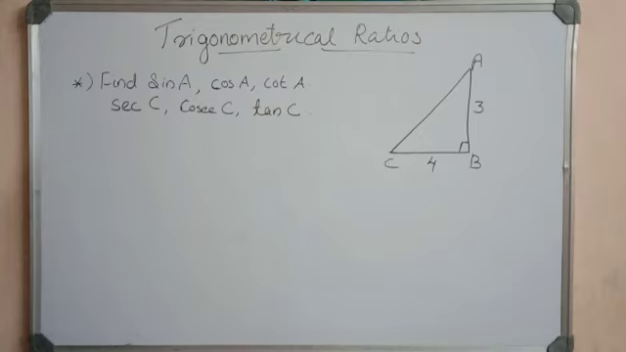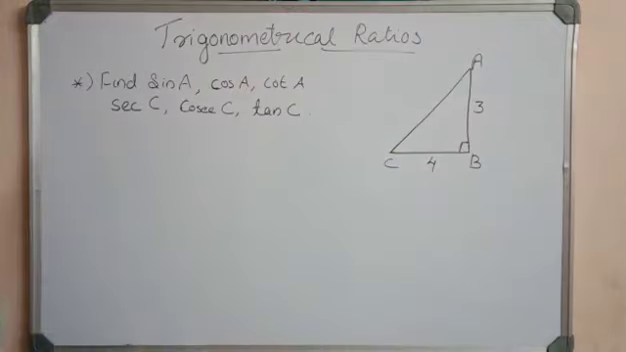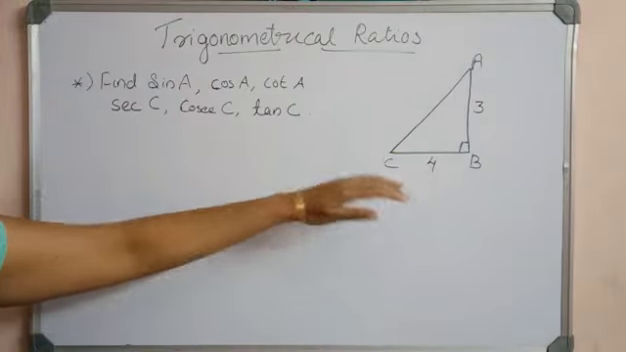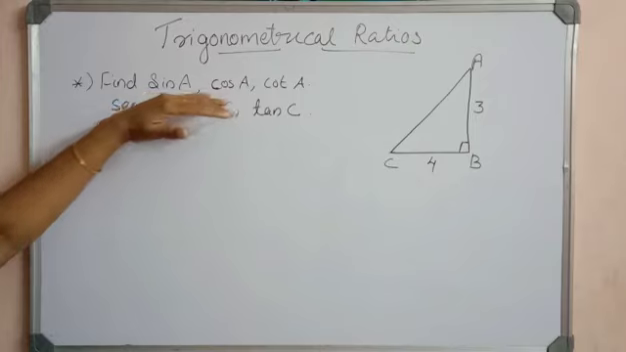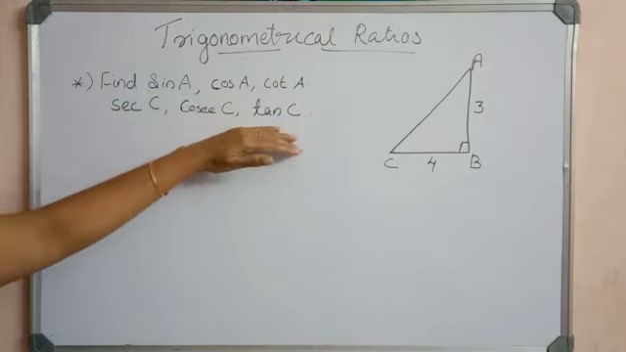In the previous class, we have seen about the trigonometrical ratios. Today, let's find some of the values of the trigonometrical ratios when the measurement of the sides of the right angle triangles are given. Look at this question. We need to find sin A, cos A, cot A, sec C, cosec C and tan C.